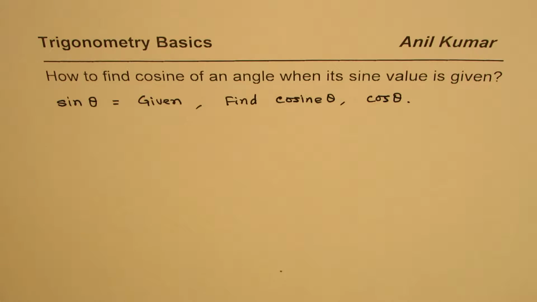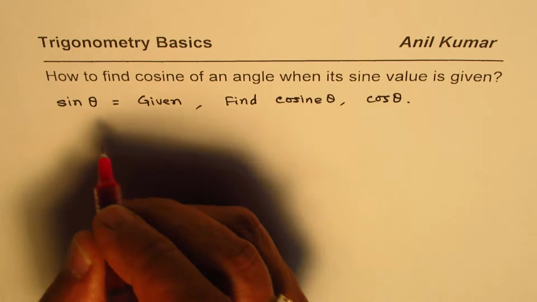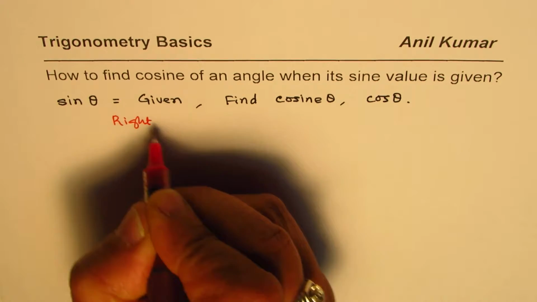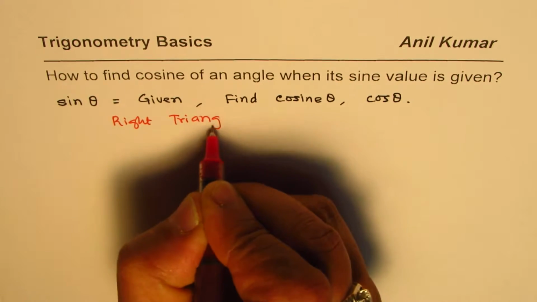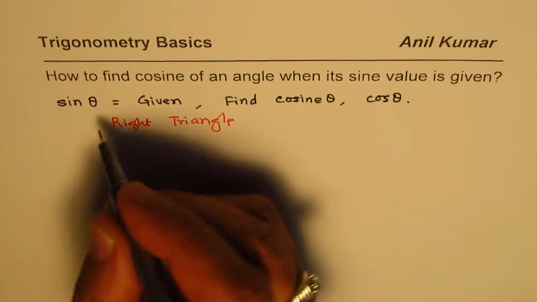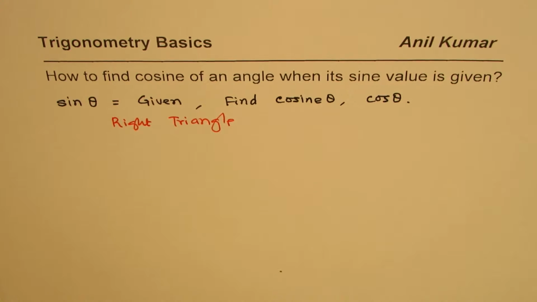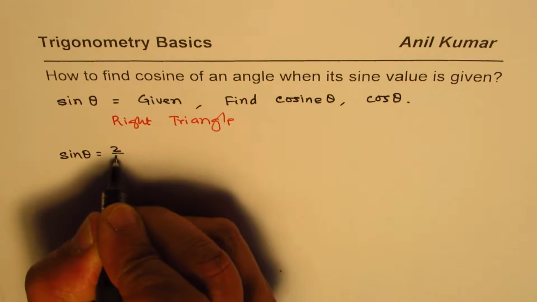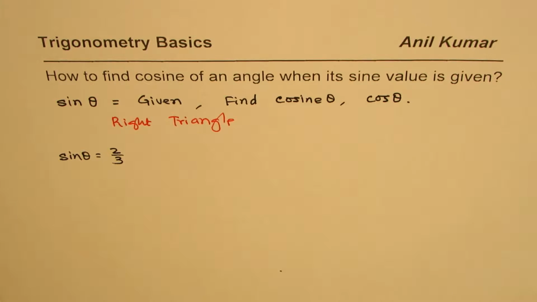Now this is such a common thing in almost every example. You have to do this kind of a thing, right? So we have two different approaches here. Let me begin by starting with the right triangle. So that is one of our approaches. Now in a right triangle, what is sine theta? Let us sketch one and take an example. Let us say we have sine theta equals 2 over 3, right? I'm just taking any general value.